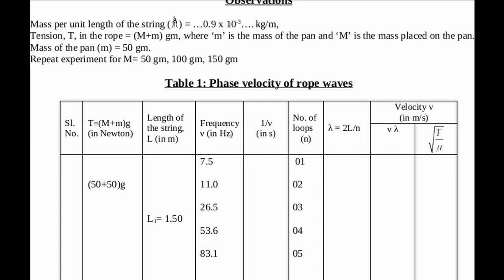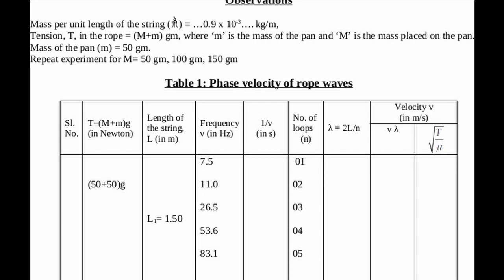So the total tension is (50 + 50) times the acceleration due to gravity. You can see that this is entered in the second column of the table. Right, so the second column of the table has the tension in the string, which is (50 + 50), the whole thing multiplied by the gravitational acceleration.